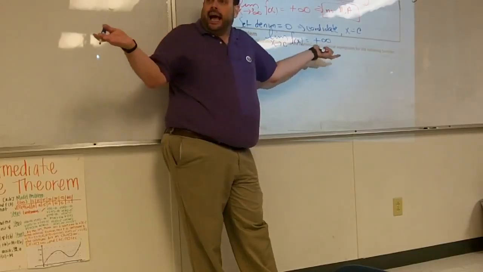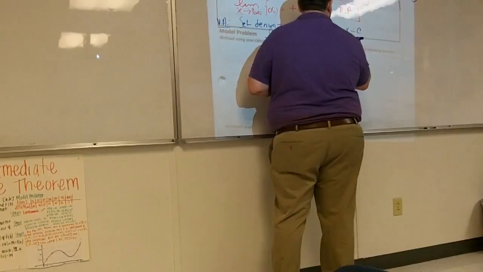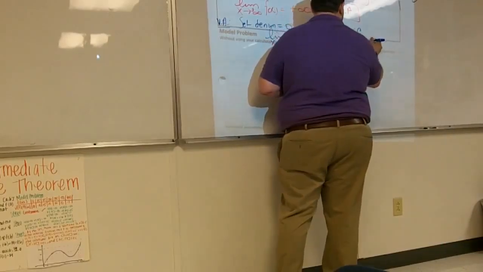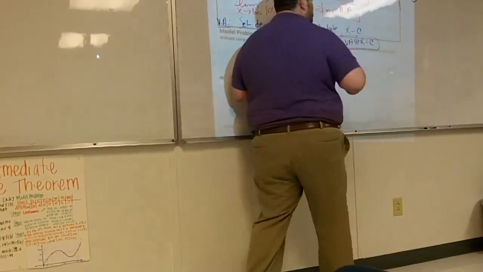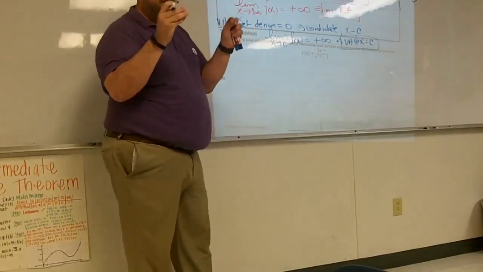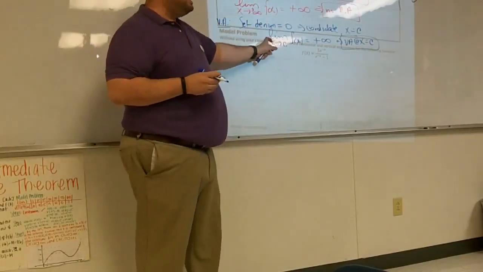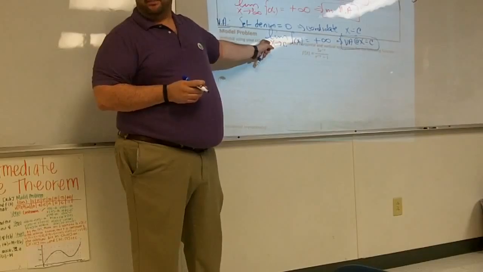You have a vertical asymptote. Vertical asymptote at x equals c. The thing I'm boxing is the conclusion. This before is the work to support it.